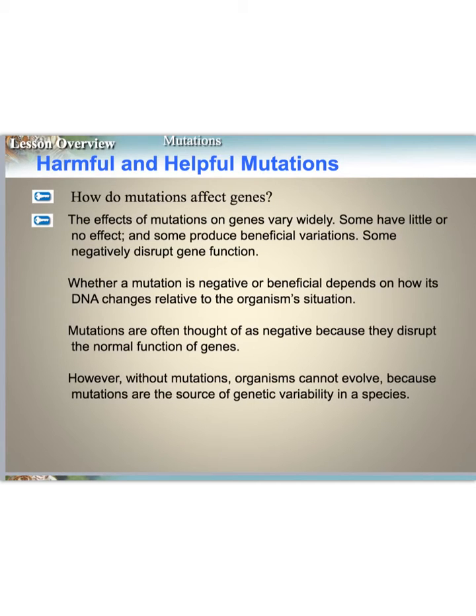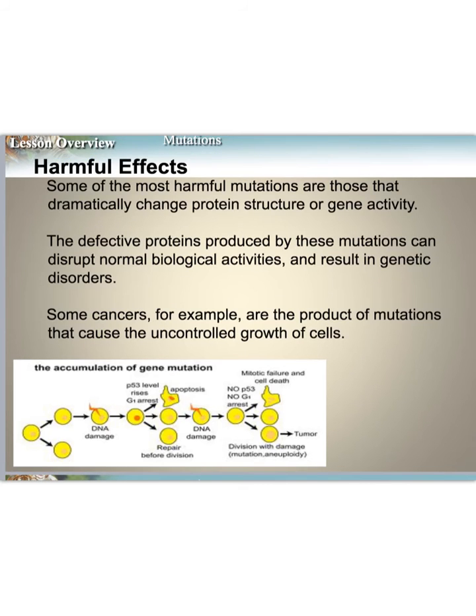Mutations are often thought of as negative because they disrupt the normal function of genes. However, without mutations, organisms cannot evolve because mutations are the source of genetic variability in a species. Some of the most harmful mutations are those that dramatically change protein structure and gene activity. The defective proteins produced by these mutations can disrupt normal biological activities and result in genetic disorders. Some cancers, for example, are the products of mutations that cause the uncontrolled growth of cells.